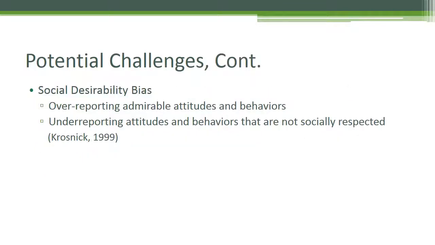Another potential challenge, which is kind of what I talked about already, is the bias aspect. So there's over-reporting of admirable attitudes and behaviors, and then there's under-reporting of attitudes and behaviors that are not socially respected. So there's things that are positive that are being reported a lot, and then things that are negative but aren't being reported on enough. So that's kind of another bias situation that's happening with survey research.